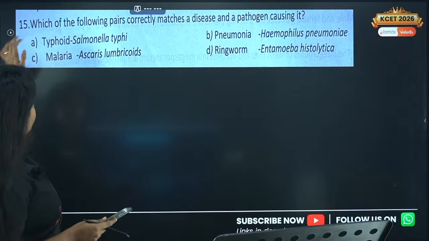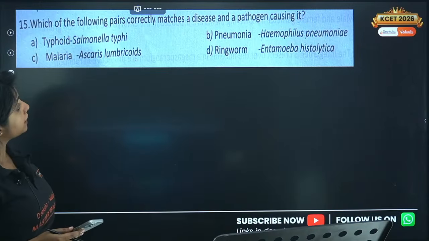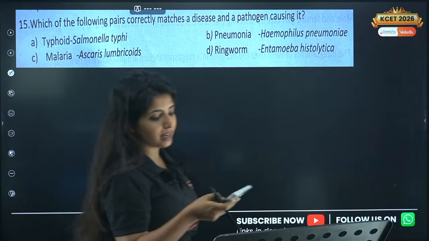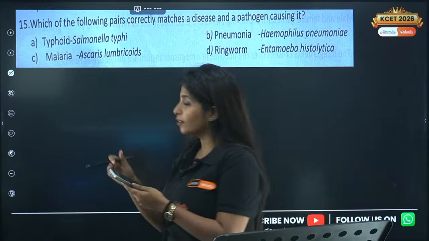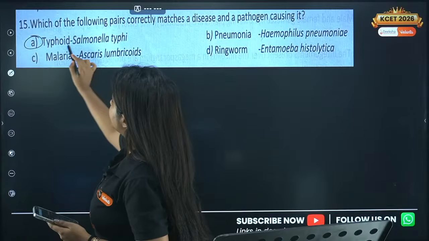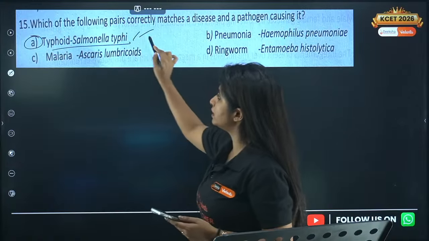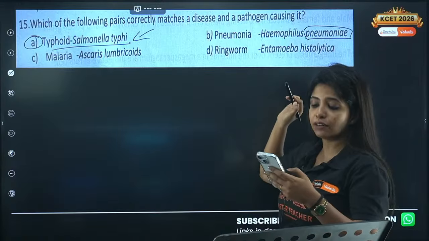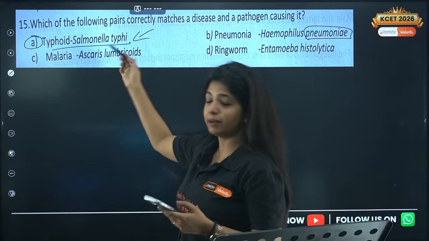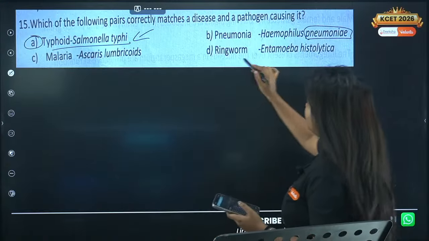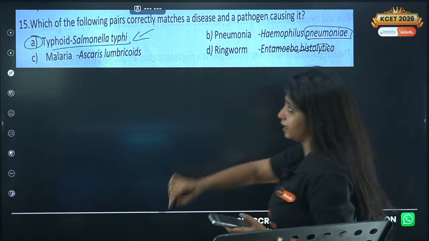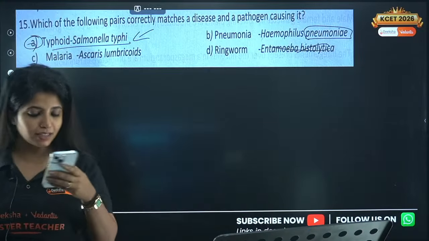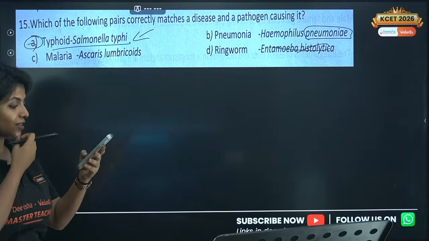Now the last MCQ question. Which of the following pairs correctly matches a disease and the pathogen causing it? This question we have done in the MCQ portion in the live. Answer for this is Typhoid, Salmonella typhi. This is the only one correct. Pneumonia is not caused by Haemophilus pneumoniae. It would be Haemophilus influenzae. Malaria is caused by Plasmodium. And ringworm is not caused by Entamoeba histolytica. So your only answer is A. The answer for 15 is A.